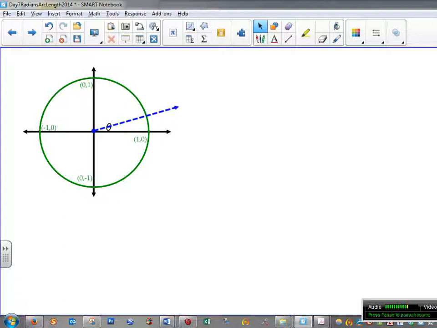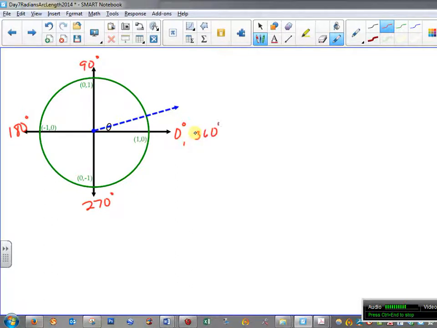Okay, we'll begin with a picture of our unit circle, back to the unit circle, and we're going to begin by labeling our axes in degrees. This is 0 degrees, 90 degrees, 180 degrees, 270 degrees, and by the time we've come all the way around, we're back to the starting point, which we can also label as 360 degrees. We can count continuously.